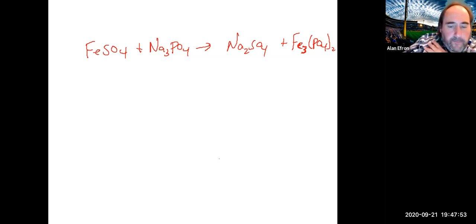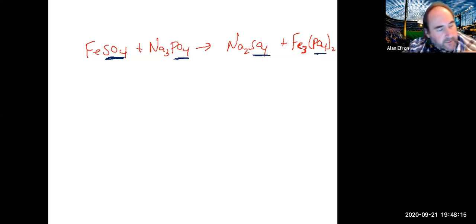Okay, so when you look at this, you could definitely approach it the same way as everything else, element by element. But if you look at it, you'll see a couple of our favorite things, some polyatomic ions. We have SO4, which is sulfate, on both sides. We also have phosphate on both sides.